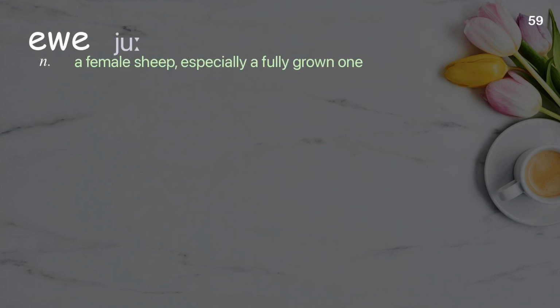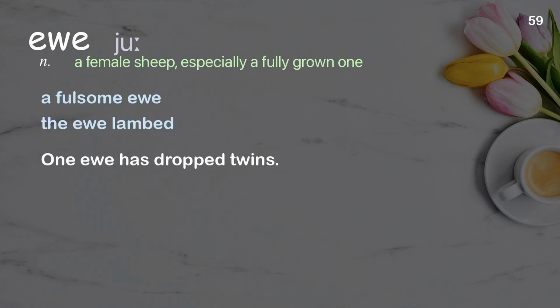Ewe. A female sheep, especially a fully grown one. Examples: a fulsome ewe. The ewe lambed. One ewe has dropped twins.